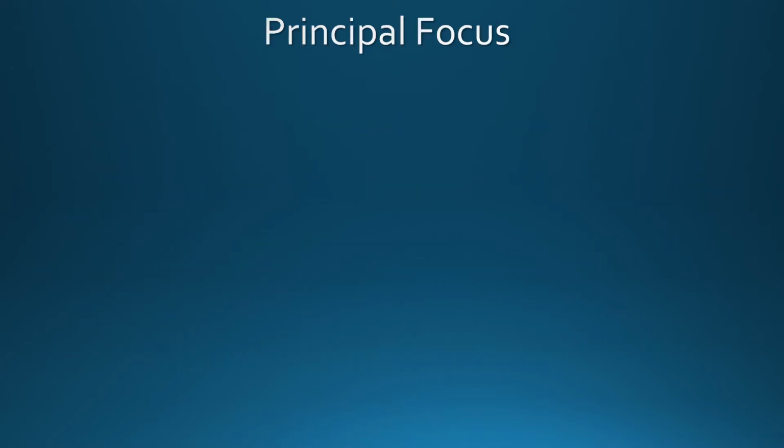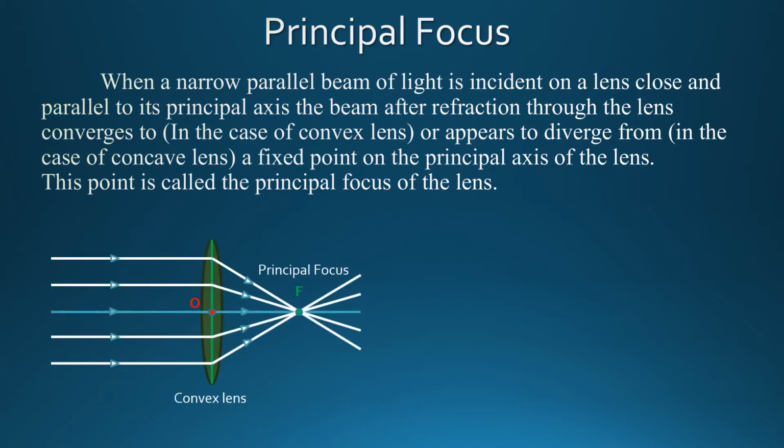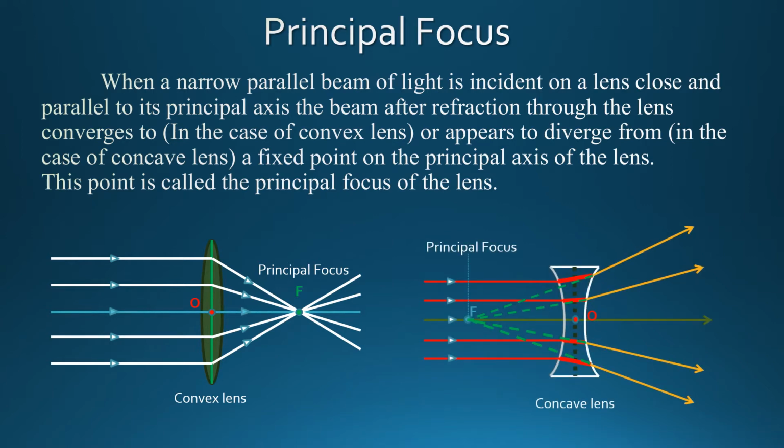Let's understand principal focus. When a narrow parallel beam of light is incident on a lens close and parallel to the principal axis, the beam after refraction through the lens converges in the case of a convex lens, or appears to diverge in the case of a concave lens, to a fixed point on the principal axis of the lens. This fixed point is called the principal focus of the lens.